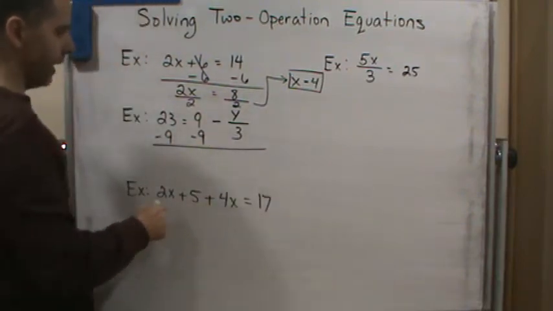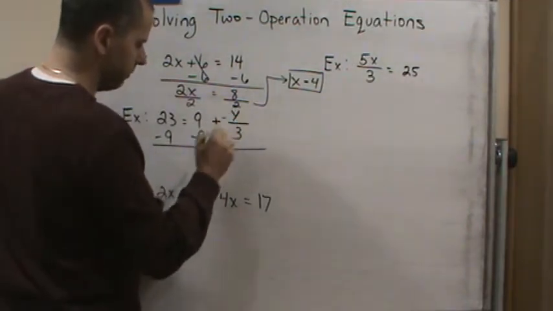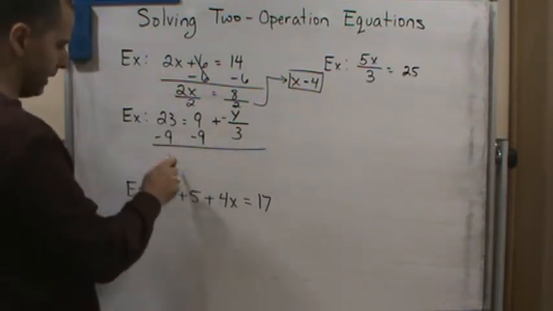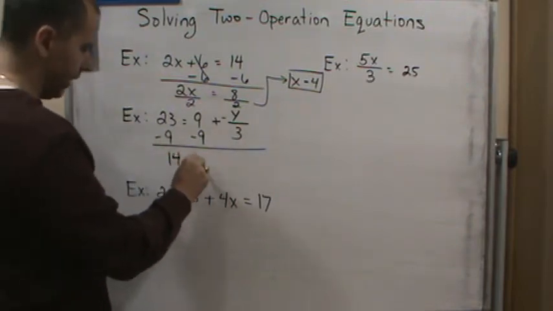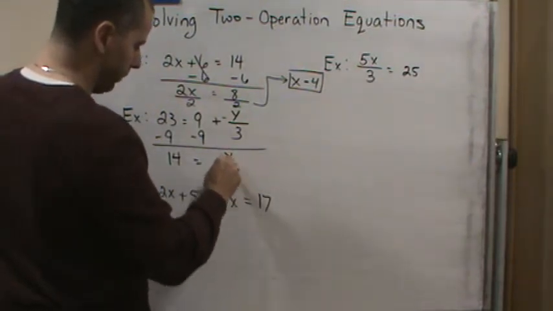So what is that going to give me? And by the way, if it makes it easier for you, just change this to a plus negative. Okay, so now what do I get? I get 14 over here, and I get equals what? A negative y over 3.